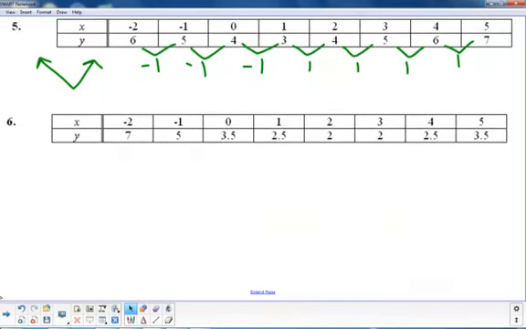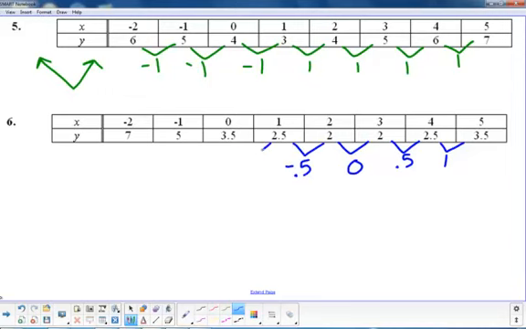And our last one, 3.5 minus 2.5 is 1. 2.5 minus 2 is 0.5. 2 minus 2 is 0. 2 minus 2.5 is negative 0.5. 2.5 minus 3.5 is negative 1. 3.5 minus 5 is negative 1.5. 5 minus 7 is negative 2.